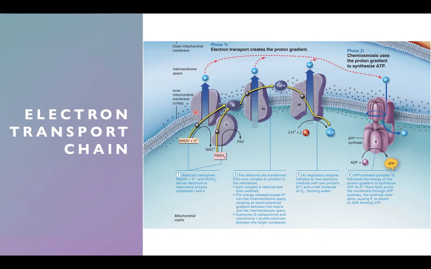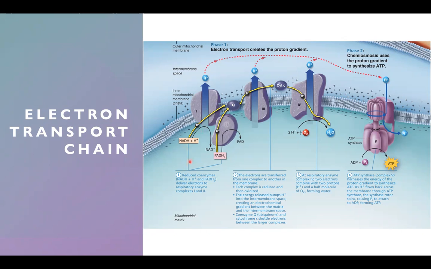They're Roman numerals 1, 2, 3, 4, and 5. And number 5, the protein channel, is called ATP synthase, which is actually like a motorized rotor, which will spin. And we'll talk about how that works. So phase 1 is where we have the electron transport chain creating a proton gradient.